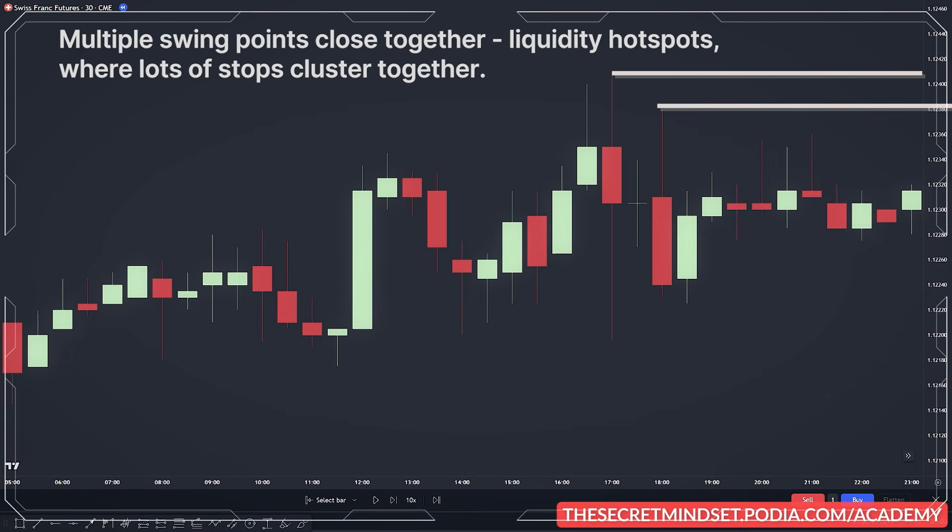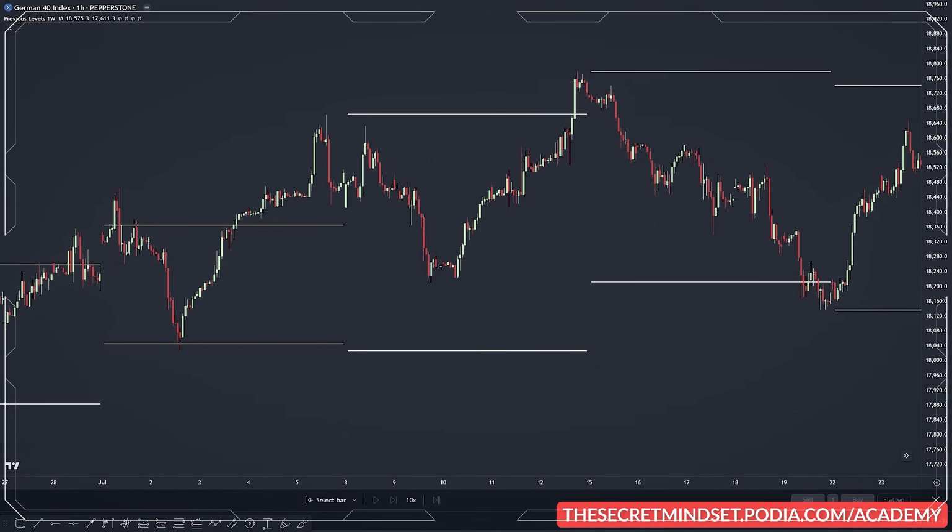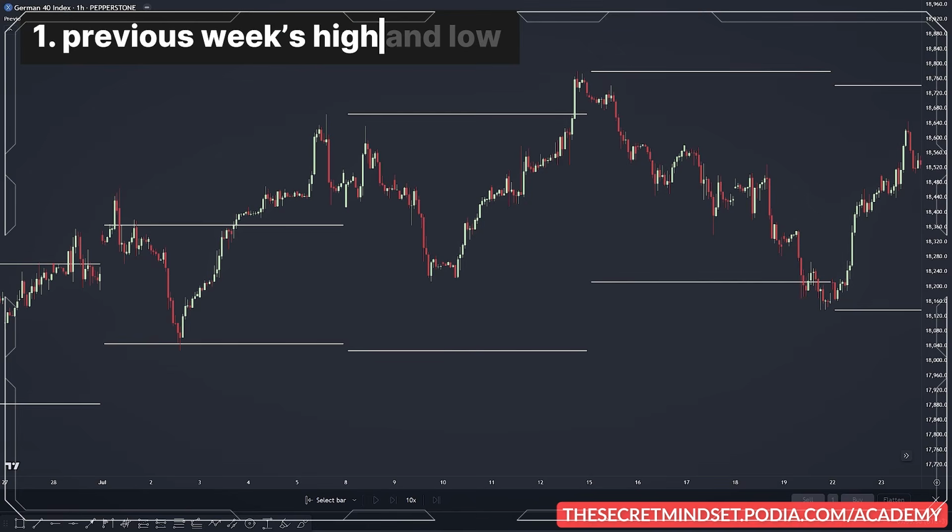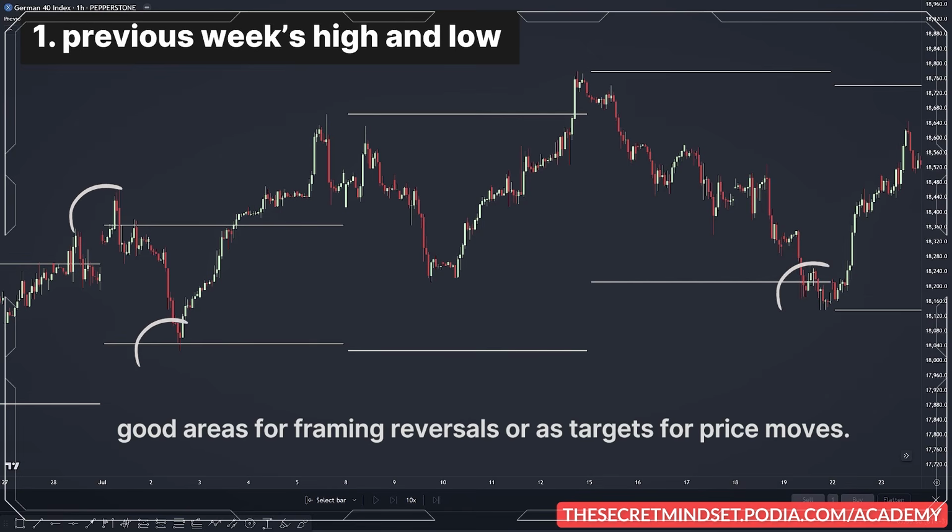Sometimes you'll see multiple swing points close together. These create what we call equal highs or equal lows. They're like liquidity hotspots where lots of stops cluster together. Now let's talk about some key liquidity levels you should always keep an eye on. First ones are previous week's high and low. These are great for framing reversals or as targets for price moves.